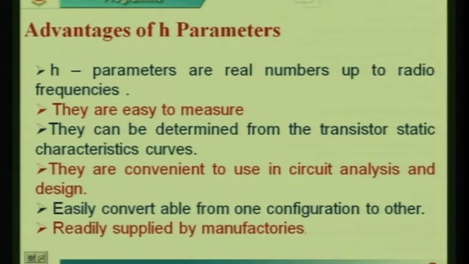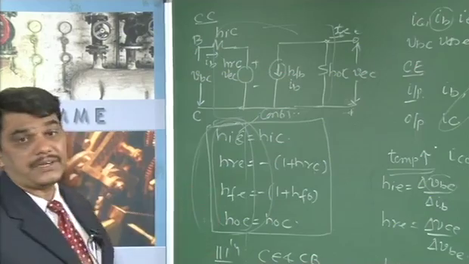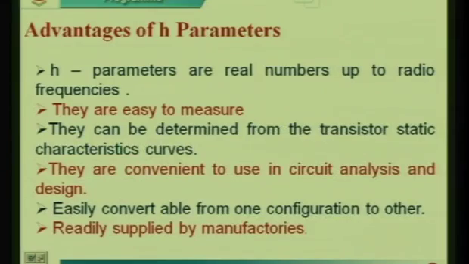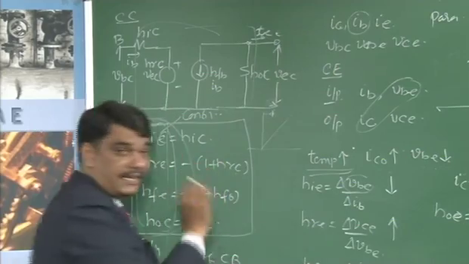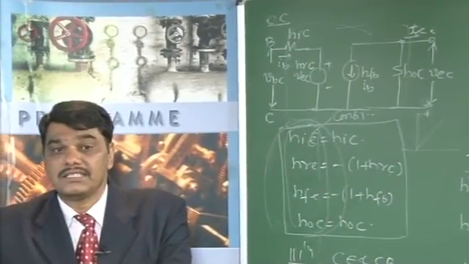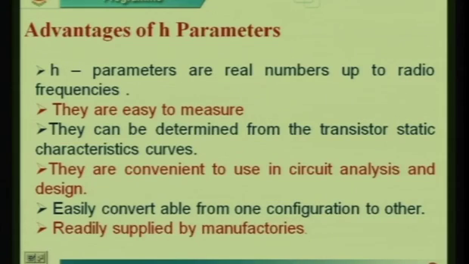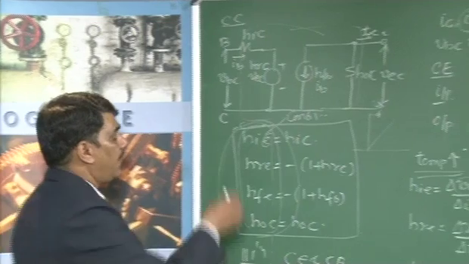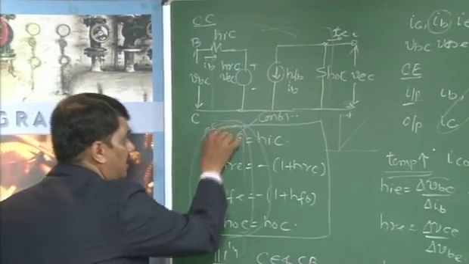The H parameters are real numbers up to radio frequency, meaning these H parameters remain constant even at radio frequency, at a few gigahertz. These parameters are easy to measure, meaning you can measure them using the transistor characteristics, and the H parameters can be determined from the transistor static characteristic curves. They are convenient to use in circuit analysis and design, because these H parameters do not depend on the external components, they depend only on the transistor parameters.